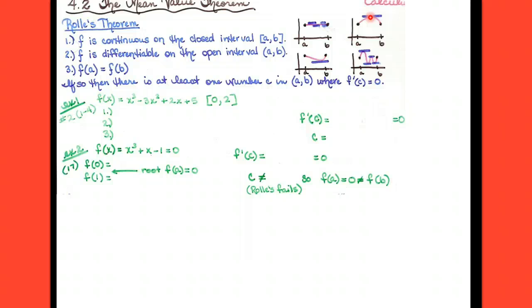So, when it comes to your test, this is what it's going to look like. You're going to have two columns. The first column, you're going to go through and list what the three hypotheses are. So literally you would say the function has to be continuous on the closed interval 1 to 4, whatever yours might be. It has to be differentiable on the open interval 1 to 4, and f(1) has to equal f(4). That's what you're going to put in the first column.